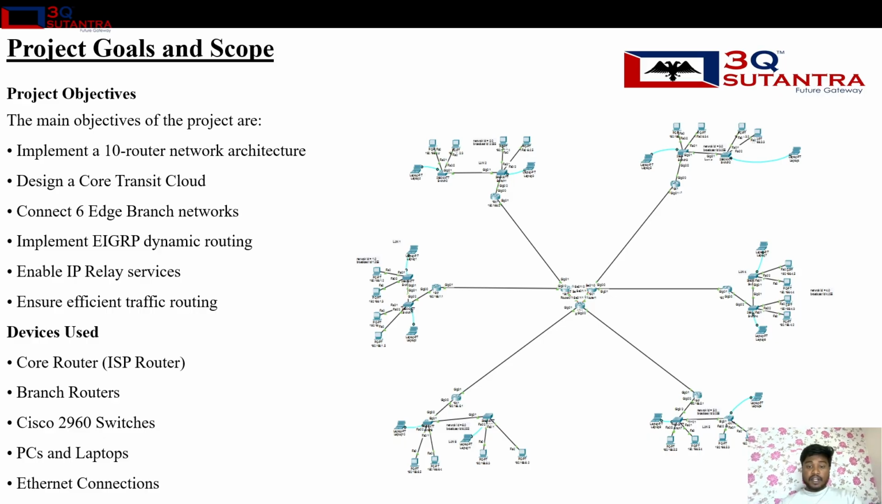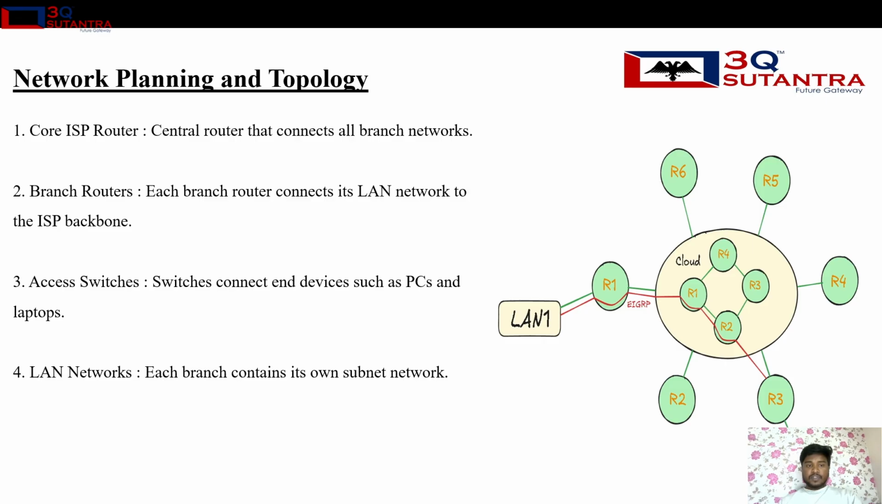Core routers are the brain or backbone of the ISP. Branch routers connect the local offices. Switches and PCs are the actual hardware users interact with. Network planning.